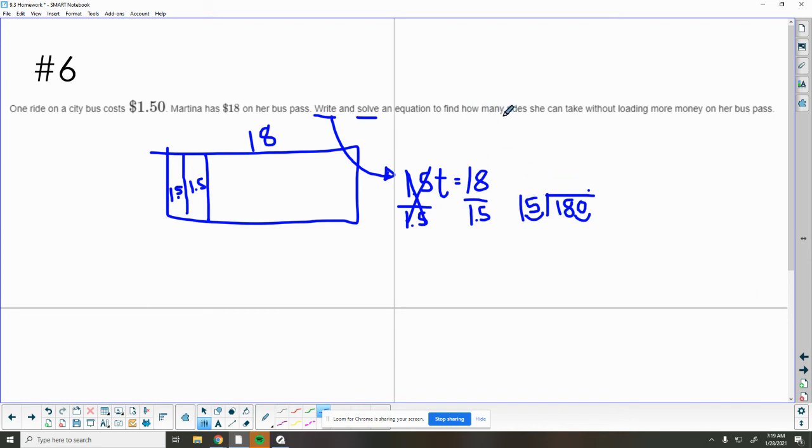And we want to know how many times she can go. So our quotient here, our whole number, is how many times she can ride on the bus. If we have anything left over, that isn't going to help her get on the bus again. She'll have to add more money. So we just want this whole number here. So even if there's something left over, she'll have to save that for another time.